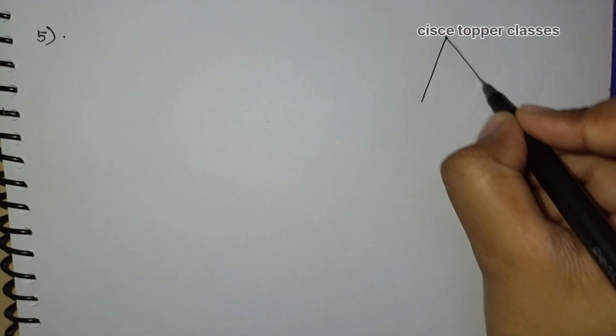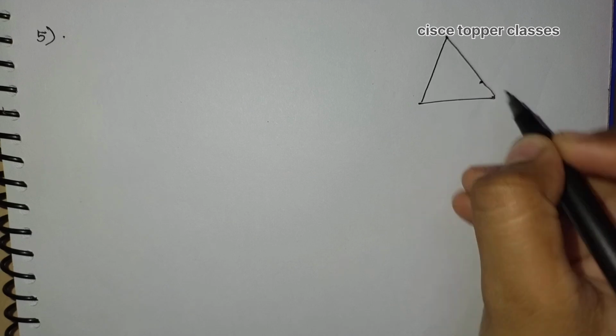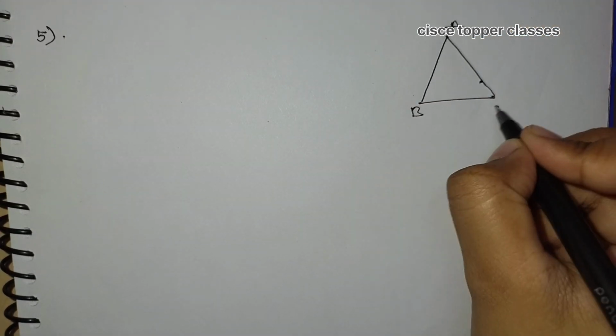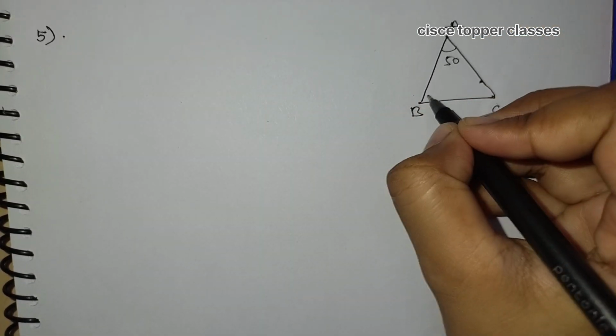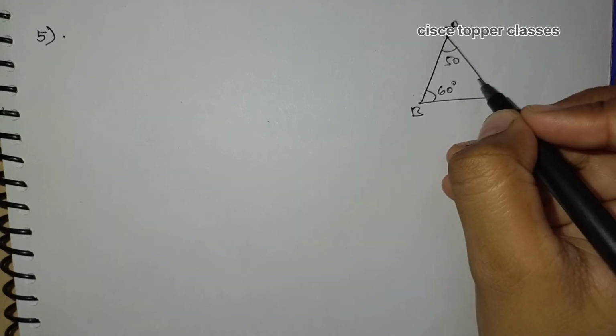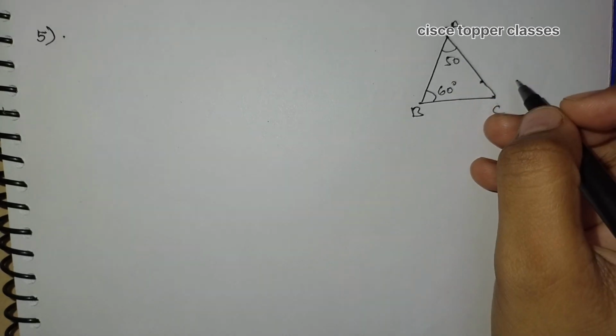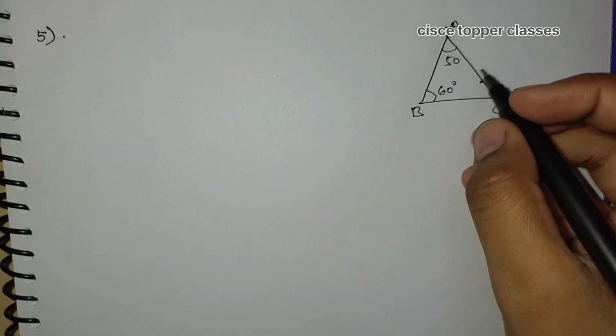Now let us solve the fifth question here. In a triangle ABC, angle A is equal to 50 degrees and angle B is equal to 60 degrees. We have to arrange the sides of the triangle in ascending order.